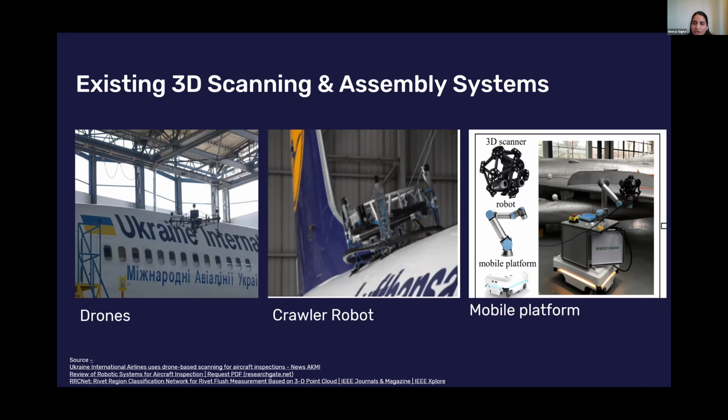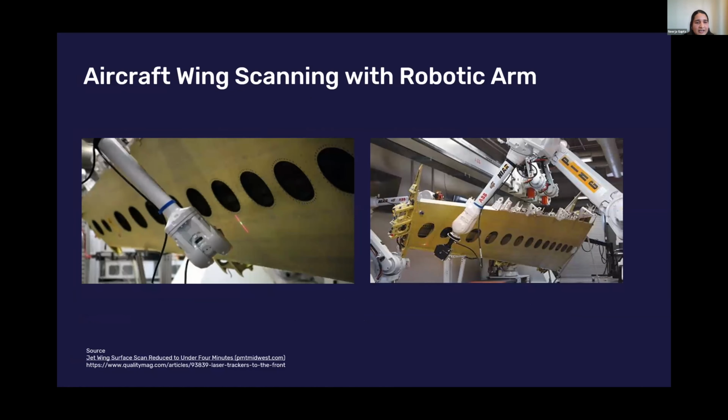And recently, there's a lot of research going on with manipulators. They take scans of the wing while moving around the wing on a mobile platform. That mobile platform could be anything. It could be an AGV, AMR, or mobile trolley. This is another image showing a manipulator scanning the aircraft wing.